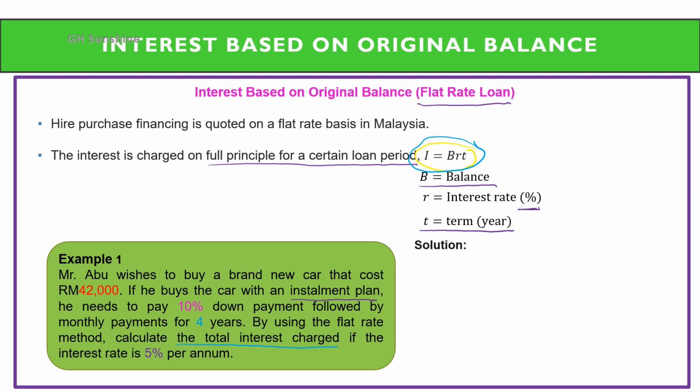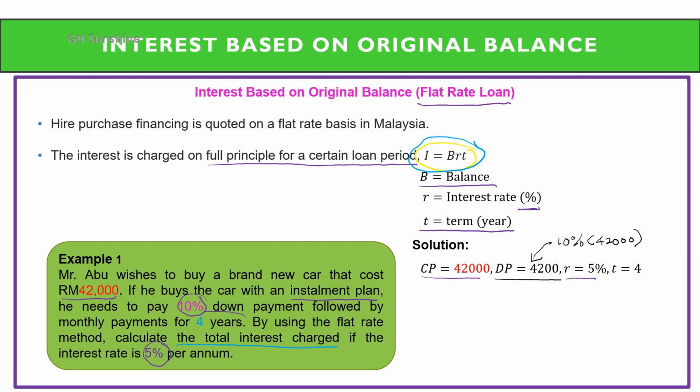So how to solve this example? First, list all the information given. The cash price equals 42,000. The down payment is given in percentage, so we calculate 10% of 42,000, which equals 4,200. Next, the information given in percentage, 5%, is the interest rate, so 0.05. Next, the monthly payment must be paid within 4 years, given in years. That is the value of T, which equals 4.